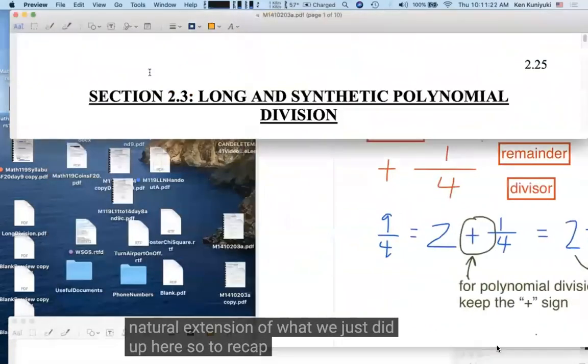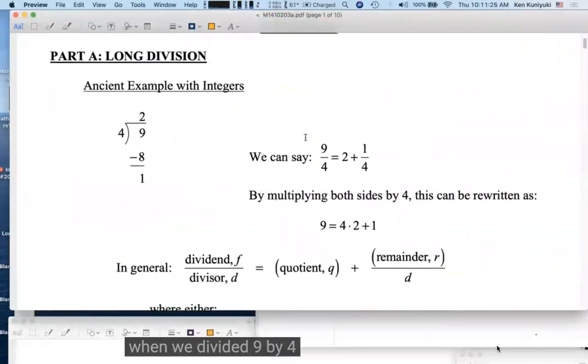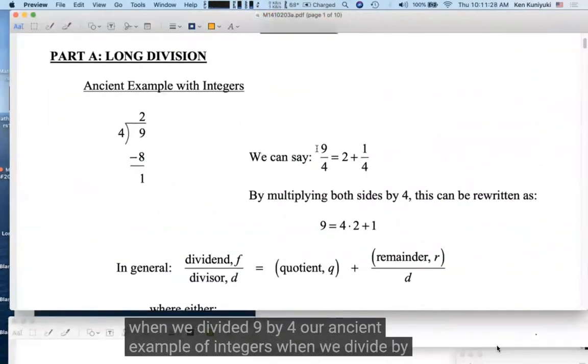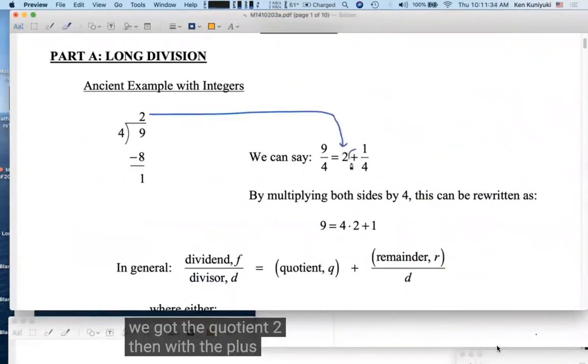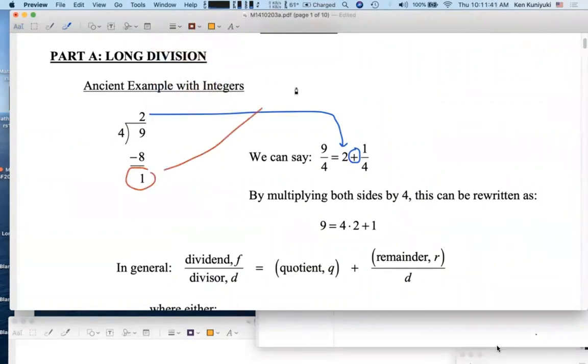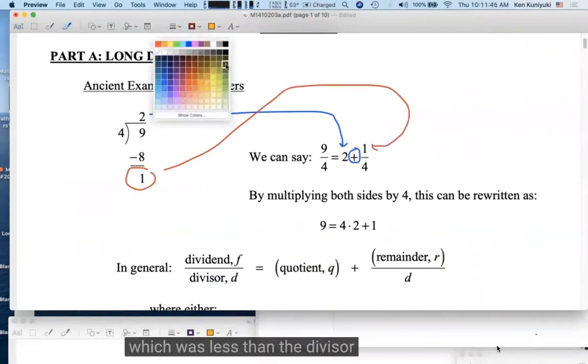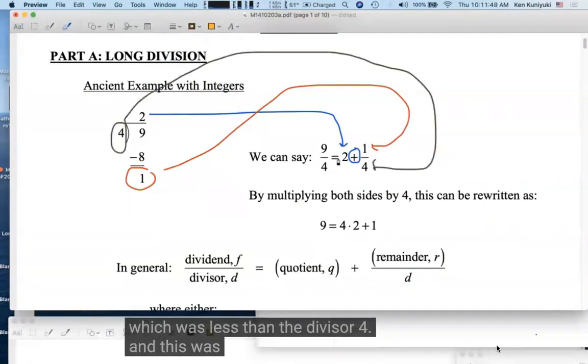So to recap, when we divided 9 by 4, our ancient example of integers, we got the quotient, 2, then the plus sign, the remainder, 1, which was less than the divisor, 4. And this was 2 1/4 as a mixed number.